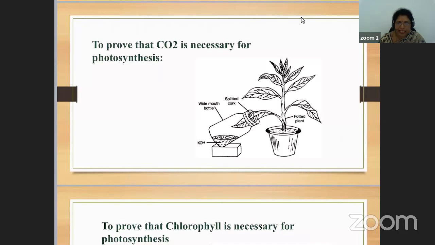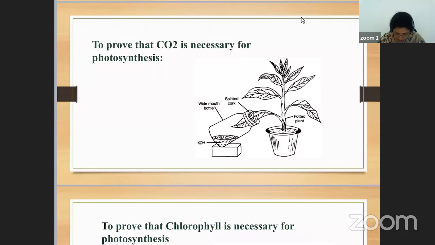This indicates that in the bottle photosynthesis did not occur. Photosynthesis occurred outside the bottle, in the part of the leaf which was outside the bottle. I will repeat the activity, children.